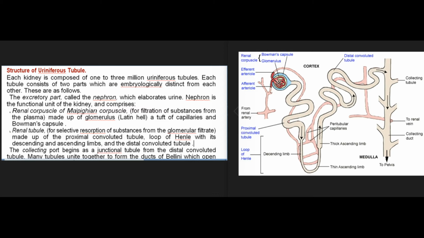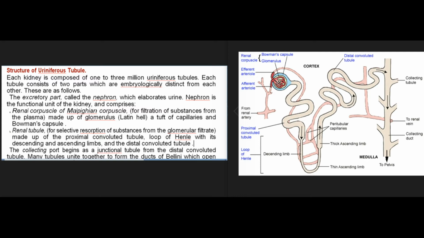These are as follows. A. The excretory part, called the nephron, which elaborates urine. Nephron is the functional unit of the kidney, and comprises a renal corpuscle or Malpighian corpuscle, for filtration of substances from the plasma, made up of glomerulus, Latin for a tuft of capillaries, and Bowman's capsule. B. Renal tubule, for selective resorption of substances from the glomerular filtrate, made up of the proximal convoluted tubule, loop of Henle with its descending and ascending limbs, and the distal convoluted tubule.